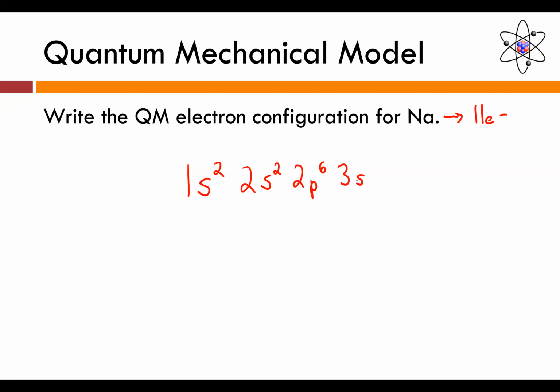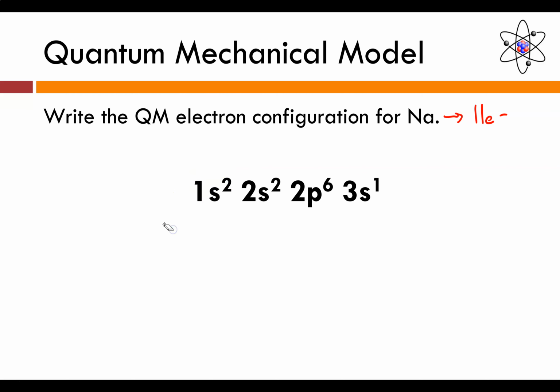And I know in math class, if you don't write a little exponent of 1, it's assumed that there's a 1 there. When it comes to writing electron configurations, you're going to include the 1. Please don't just write 3s and assume that someone's going to know that there should just be 1 electron in there. And there it is. That's the quantum mechanical electron configuration for sodium. Let me get my messy handwriting out of the way so you can see it more clearly.